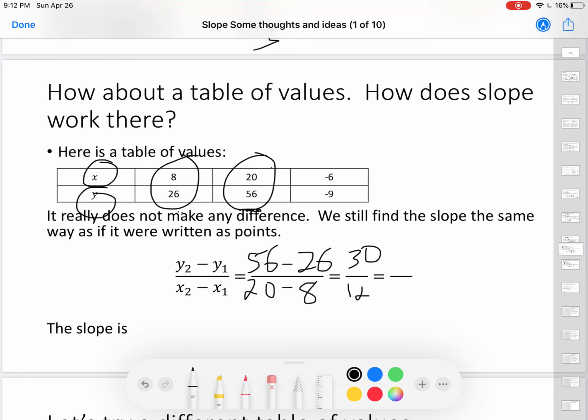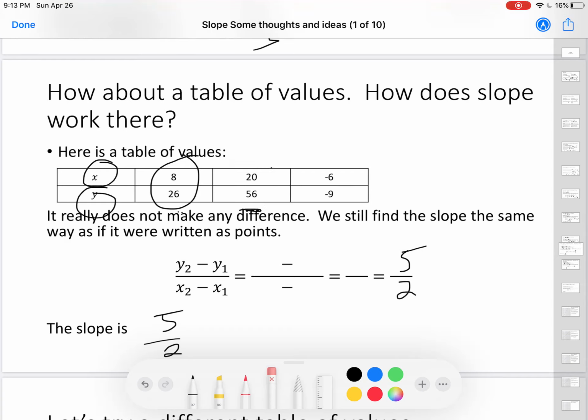30 divided by 12 doesn't go in evenly, but 6 divides into both of them, and we get 5 halves. The slope is 5 halves. Something kind of neat this time: I don't have to use those 2 points. I'm not going to use this one. I'm going to use this one.